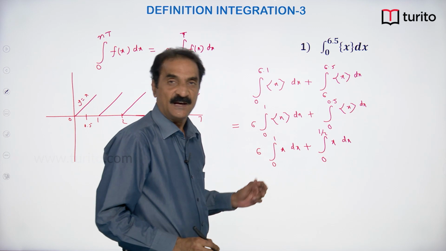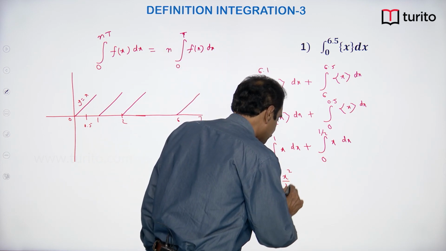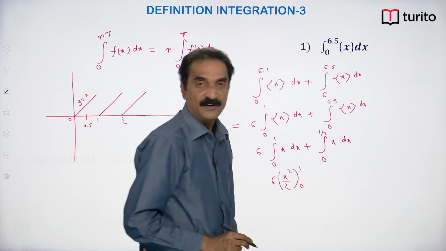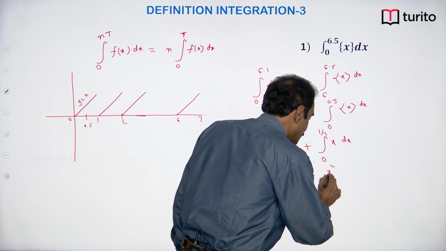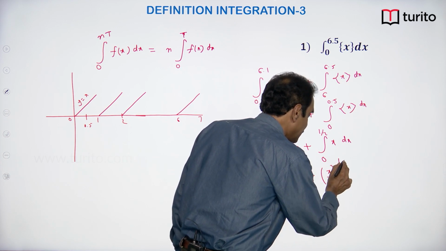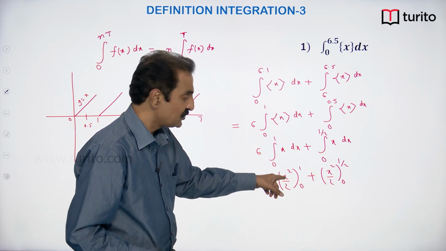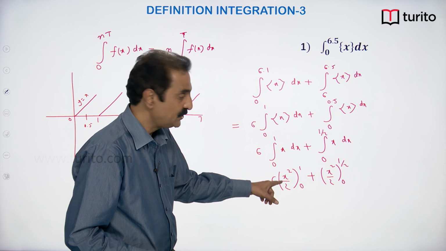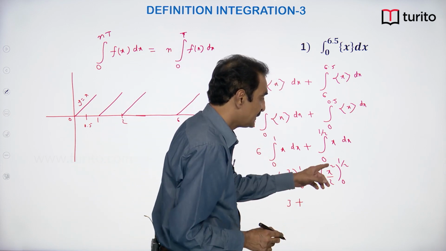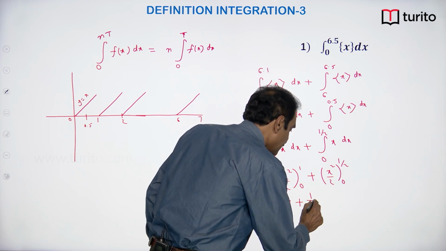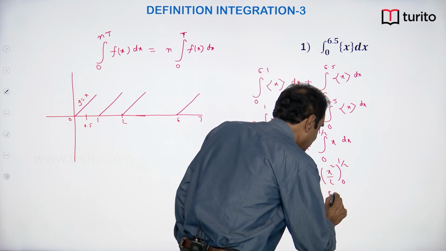What is the integral of x? X square by 2. So, 6 into x square by 2 between limits 0 and 1 plus again x square by 2 between limits 0 and 1 by 2. What is this value? Substituting upper limit, it is 1 by 2, substituting 0, it is 0. So, 6 into 1 by 2 is 3 plus here 1 by 8. So, finally answer is 25 by 8.